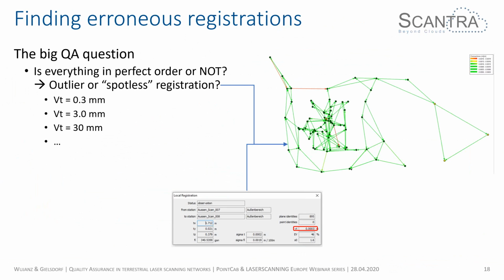Now we get to the big question in quality assurance: is everything in perfect order or not? Can I pass on my registered point cloud to the draftsman, or do I need to do something? I now picked one particular registration, and you can see here VT on the right-hand side, highlighted by a red box, says I have a residual or misclosure of 0.3 millimeters. Now the question is, what is an outlier? When do I need to do something? Is 0.3 an outlier? Or let's assume that VT would be 3 millimeters. Is that good or bad? Or what if it's 30 millimeters?